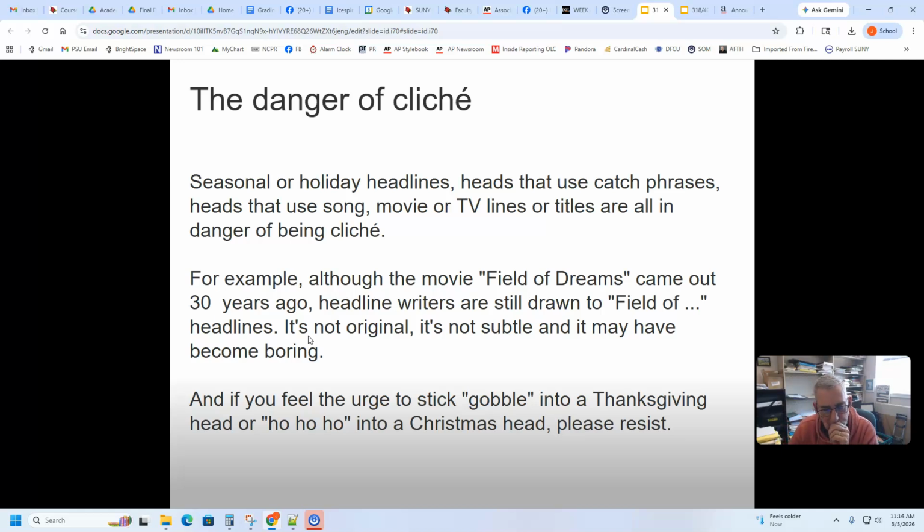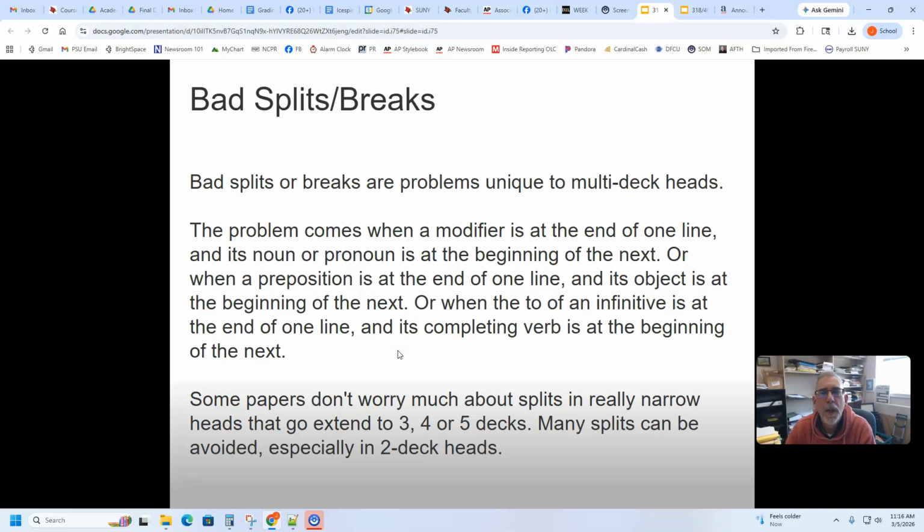which we saw earlier, which is a recruiting thing from the Army or Marines or something, right? People use those things in headlines all the time and redo them, right? And they're cliches because people use them all the time. So it's not original, it's not subtle, it may become boring, it may not even really work very well. So if you feel the urge to stick "gobble" into a Thanksgiving headline or "ho, ho, ho" into a Christmas headline, please resist. Breaks and splits.